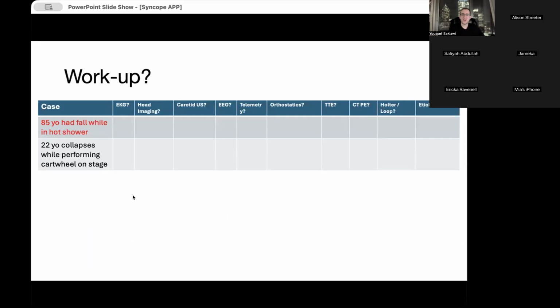So for the 85-year-old who had a fall while in a hot shower, the things we would do are EKG, which we said for almost everyone. Head imaging, plus or minus, depending on whether they fell or not. Carotid ultrasound, we said no focal deficit, then probably not, unless we heard a bruit. EEG, probably not. Telemetry, plus or minus. Orthostatics, definitely. Echo is a no. CTP, no. Holter loop, no. And we thought orthostatic.